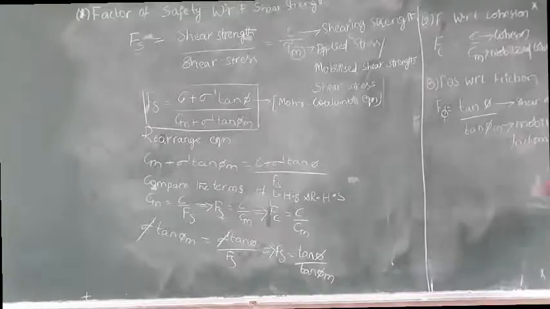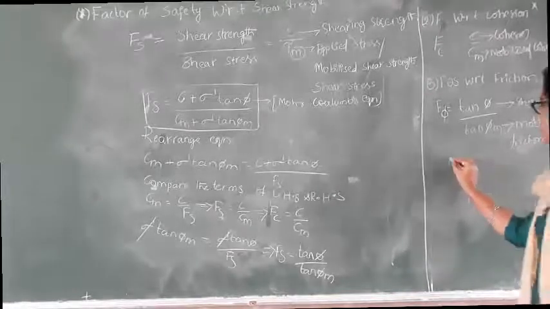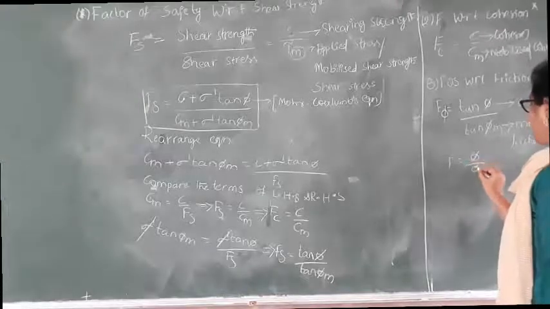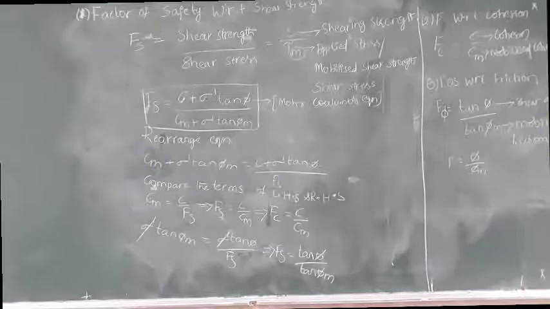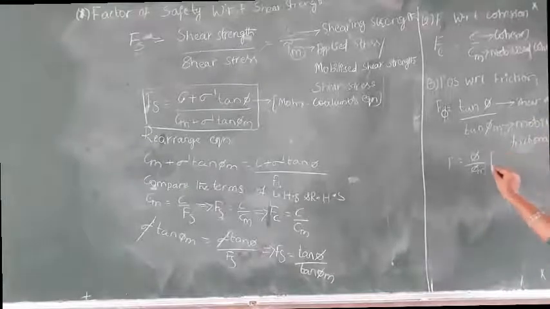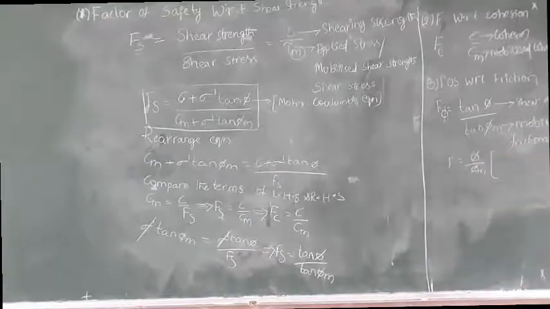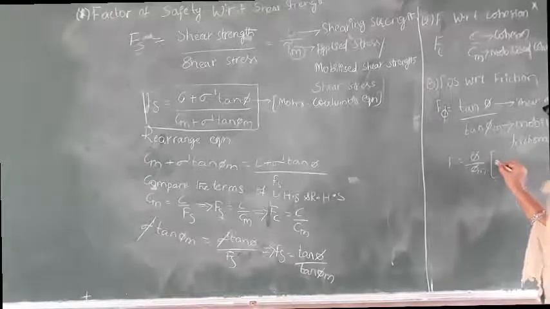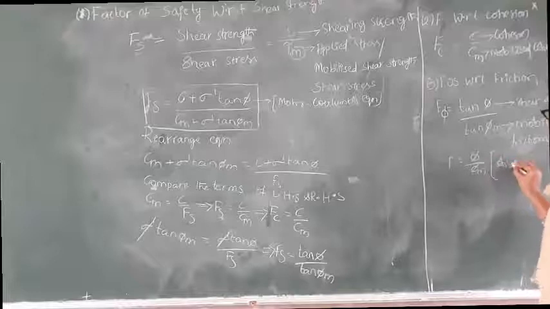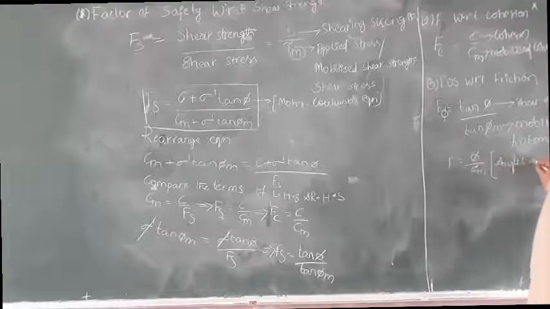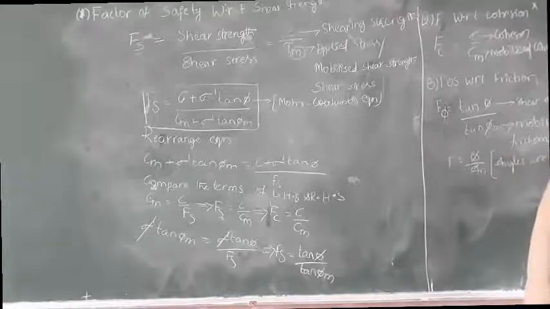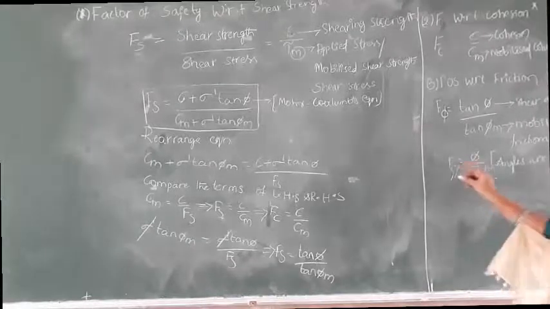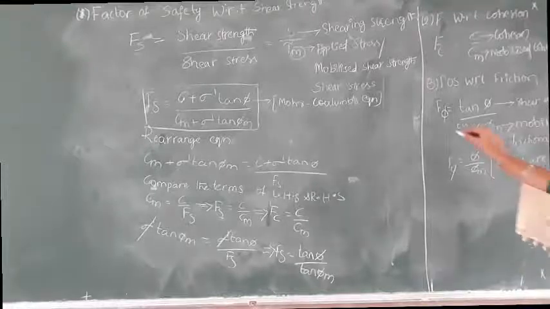Sometimes F phi will be equal to phi by phi m. When does this happen? When the angle of shear resistance is small. Angles are small, the factor of safety F phi will be equal to phi by phi m.